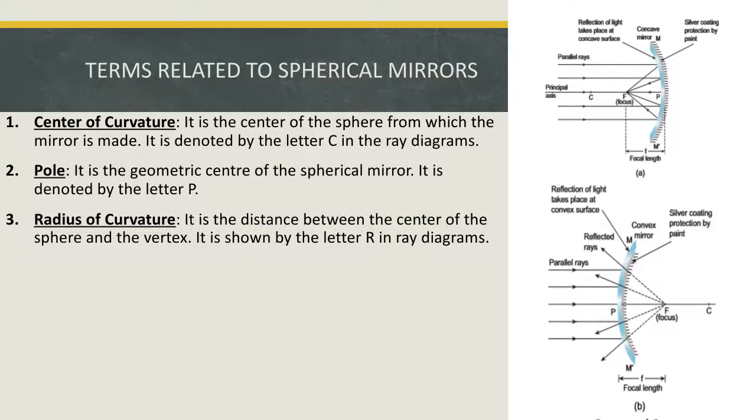Then radius of curvature. It is the distance between the center of the sphere and the vertex. Okay. So in the diagrams, it will usually be represented by capital R.